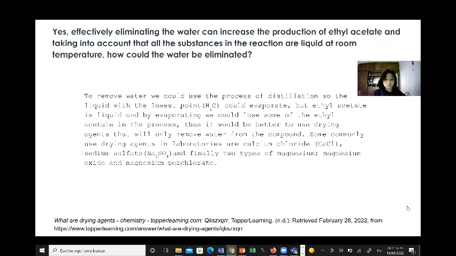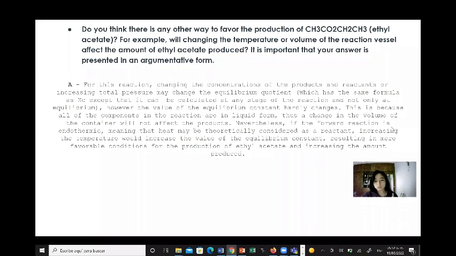Some commonly used drying agents in laboratories are calcium chloride, sodium sulfate, and finally two types of magnesium, which are magnesium oxide and magnesium perchlorate. Do you think there is another way to improve the production of ethyl acetate?